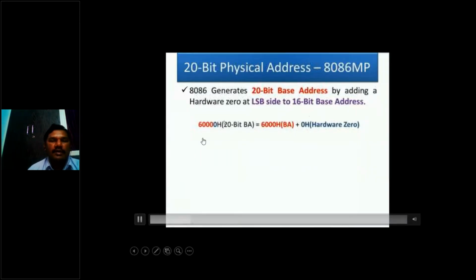You see here, I have taken 6,000, but I am adding 0h. How it is added by hardware is called 0h. The hardware is called an adder. BA stands for base address. So this is called the physical address because 20 address lines are there.